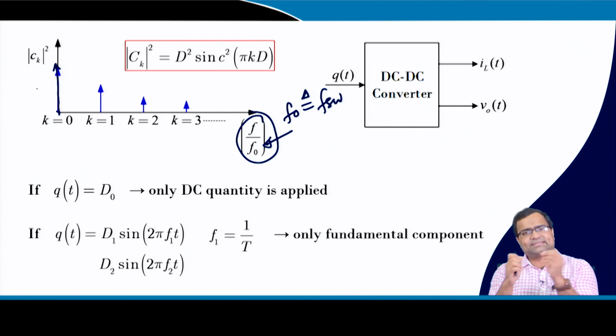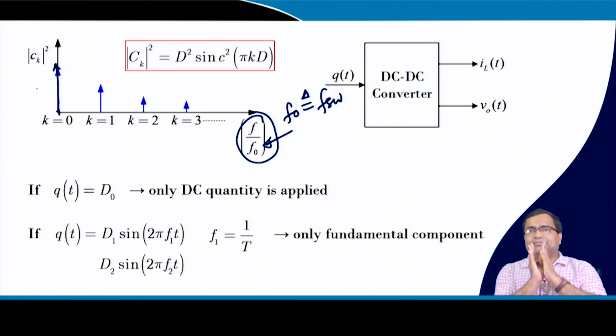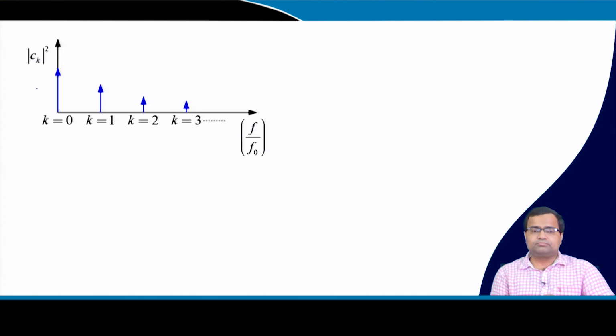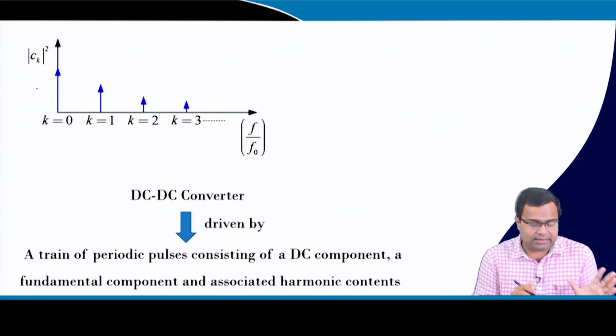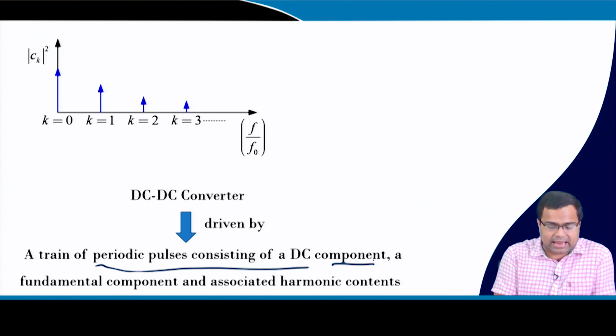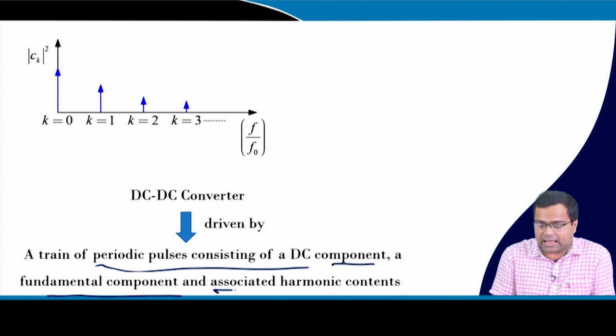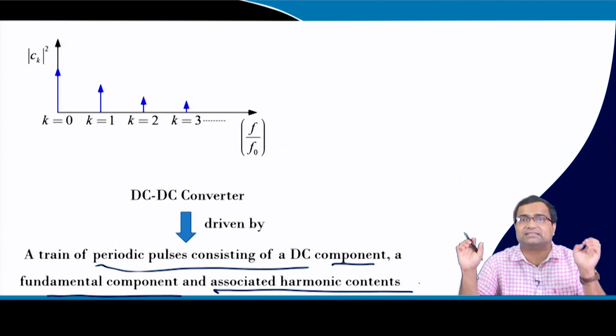So, we can extract the power corresponding to different components, but you will eventually find the maximum power is retained at the DC component, which is the fixed duty ratio. That means again the DC-DC converter is driven by a train of periodic pulses consisting of a DC component and a fundamental component and its associated harmonics, provided that there is no subharmonic oscillation.